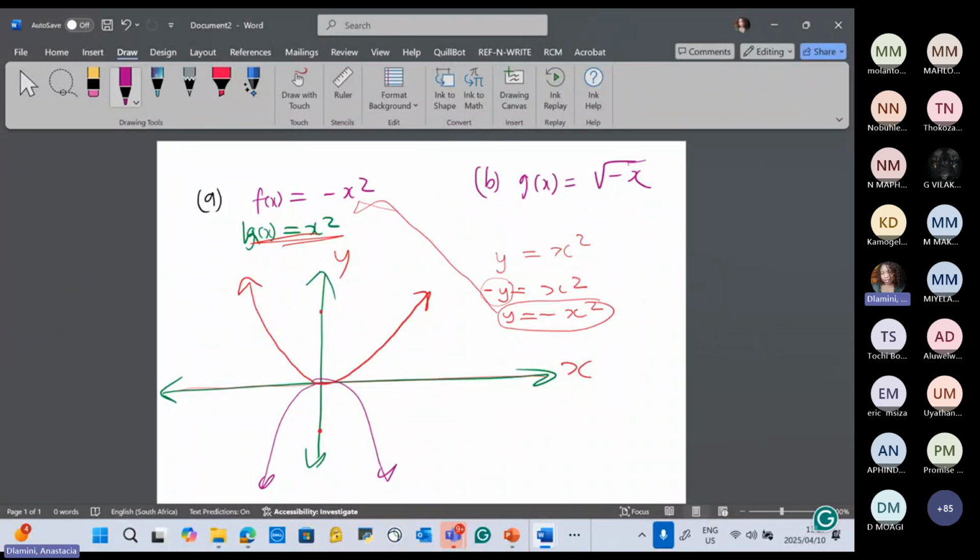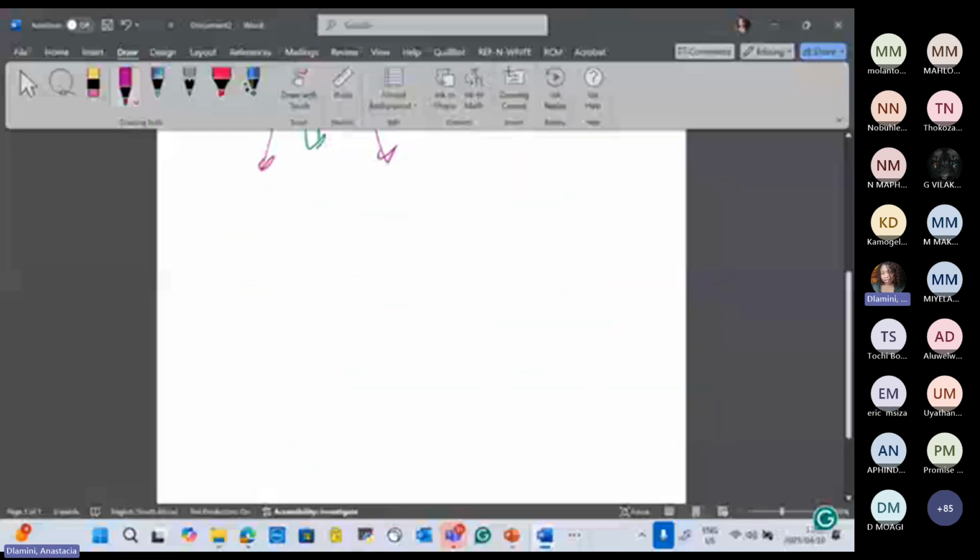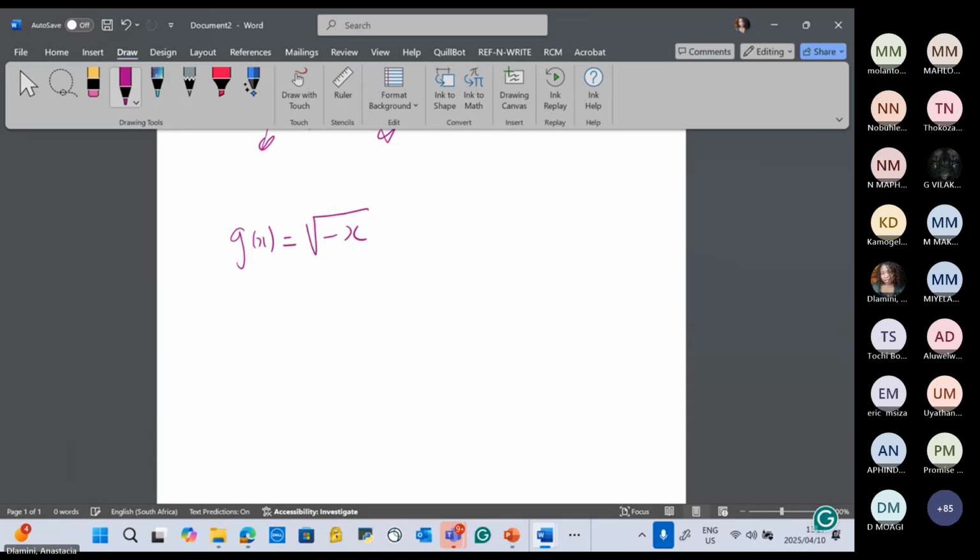All together there. Good. Let's go to g of x. So g of x is equal to the square root of negative x. What is the parent function for this one?